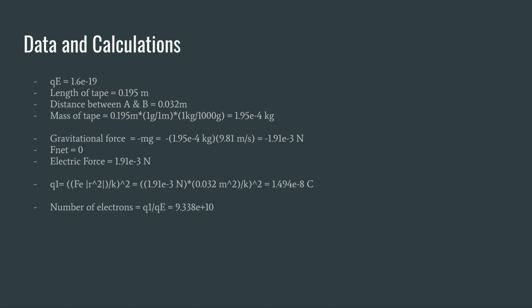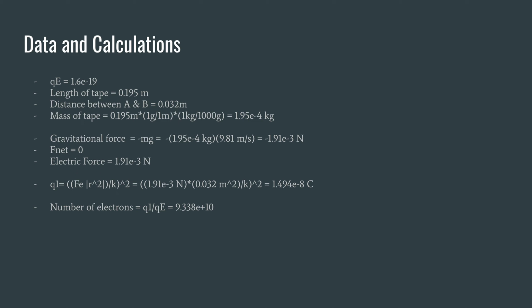So the data and calculations, as said before: the charge of an electron is 1.6 times 10 to the negative 19th coulombs. The length of the tape was 19.5 centimeters. The distance between tapes A and B was 0.032 meters, and the mass of the tape was calculated to be 1.95 times 10 to the negative 4th kilograms, using a density of 1 gram per meter. The gravitational force was calculated to be negative 1.91 times 10 to the negative 3 newtons. The net force was 0, which allowed us to find the electric force of 1.91 times 10 to the negative 3 newtons.